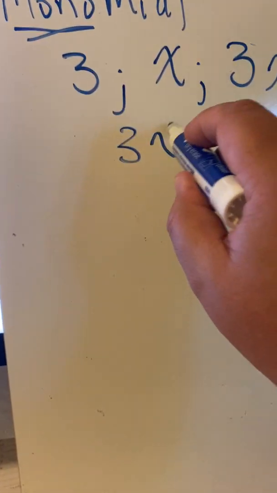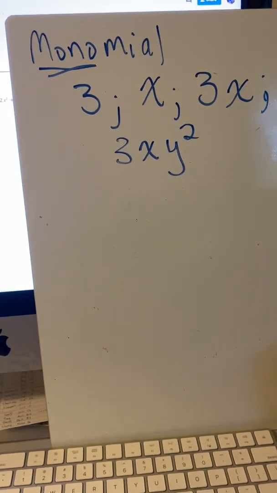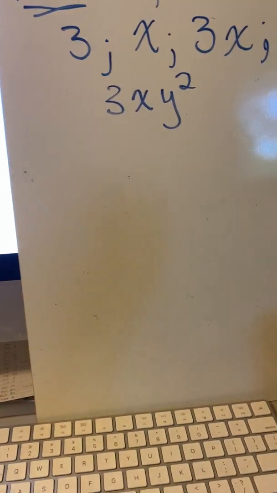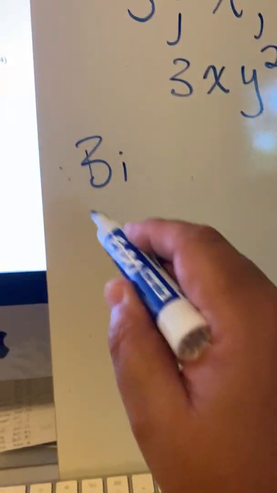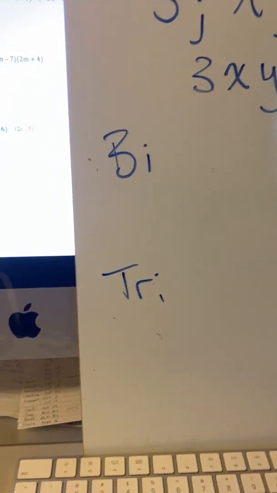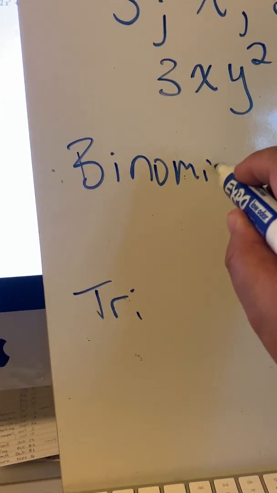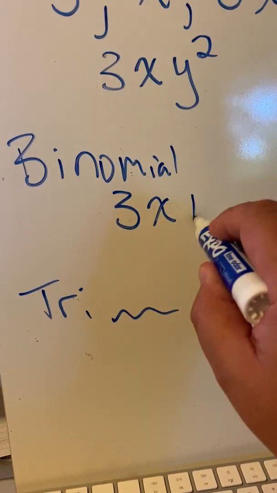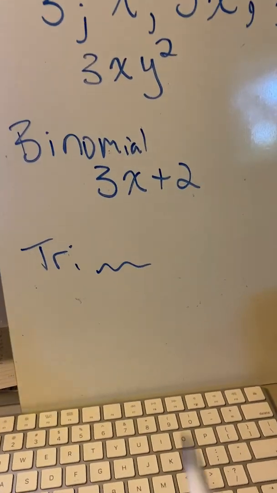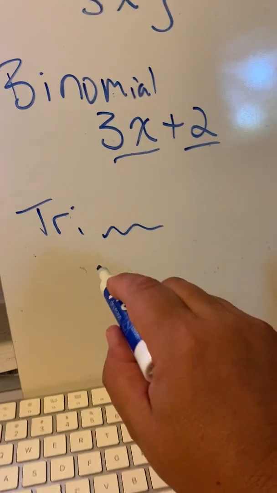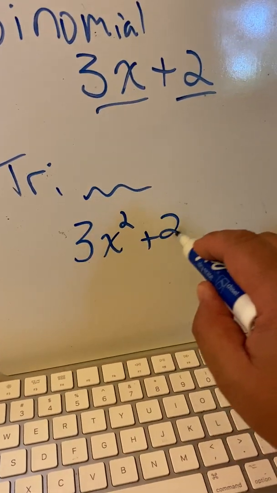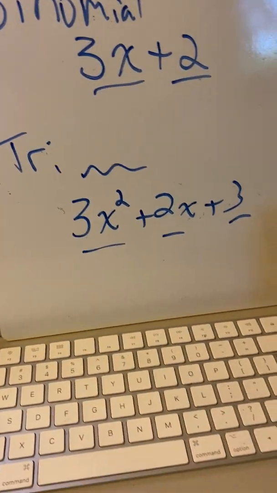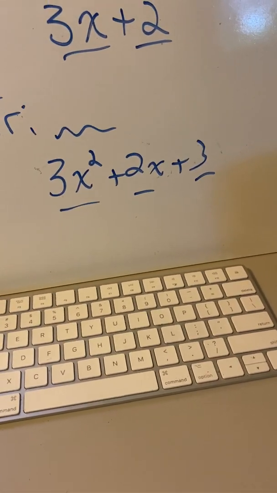How about this? 3xy to the second. Is that a monomial? Yes, it is a monomial. It's all just 1. There's no addition or subtraction. That's what creates the binomial or trinomial. Okay? Binomials would be something like this. 3x plus 2. That's a binomial. 2 monomials. How about 3x squared plus 2x plus 3? That's a trinomial. 1, 2, 3 monomials. Okay, making sense? All good with that?